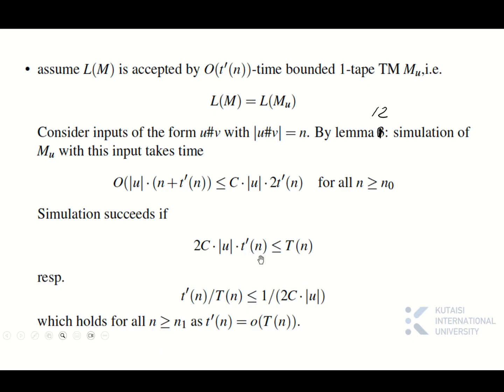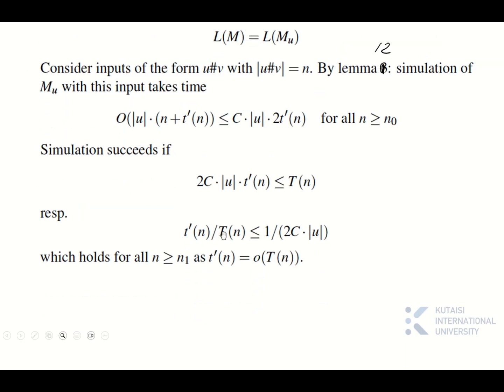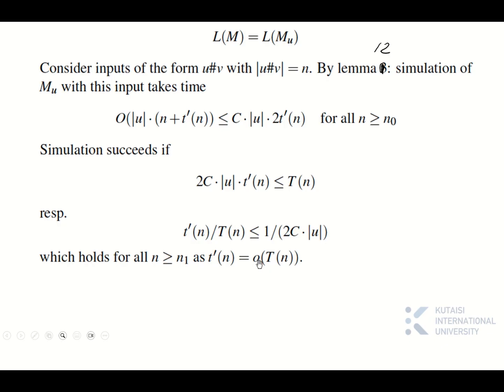Now let's divide both sides by T big N. So you will get T prime n divided by big Tn is less than 1 divided by 2C times U. Just rearrange the terms here. But now I know that this goes to 0. This is an assumption. This is like n cubed, this is like n. So this goes to 0. So this always holds after some n. So this always holds when n is bigger than some n1, because t prime n is o of Tn.